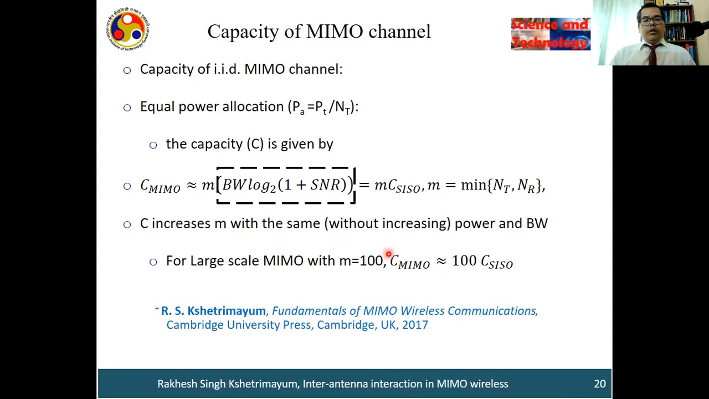So capacity increases with M without increasing power and bandwidth. So it's a win-win situation. So if you have something called large scale MIMO where M is on the order of 100 or 1000, capacity will be 100 or 1000 times that of the SISO system. That's why people are using MIMO for 4G, 5G, and even for 6G wireless communications. You increase the number of antennas, your capacity is going to increase linearly.